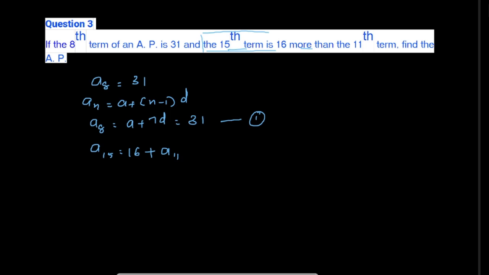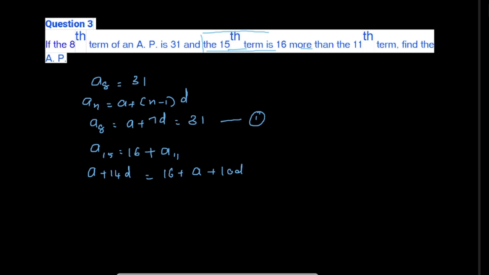So what is A15? All of you know that AN is equal to A plus n minus 1 into D. So A15 is equal to A plus 14D, because 15 minus 1 is 14. So A plus 14D is equal to 16 plus A11. A11 is A plus 10D, because AN is equal to A plus n minus 1 into D.